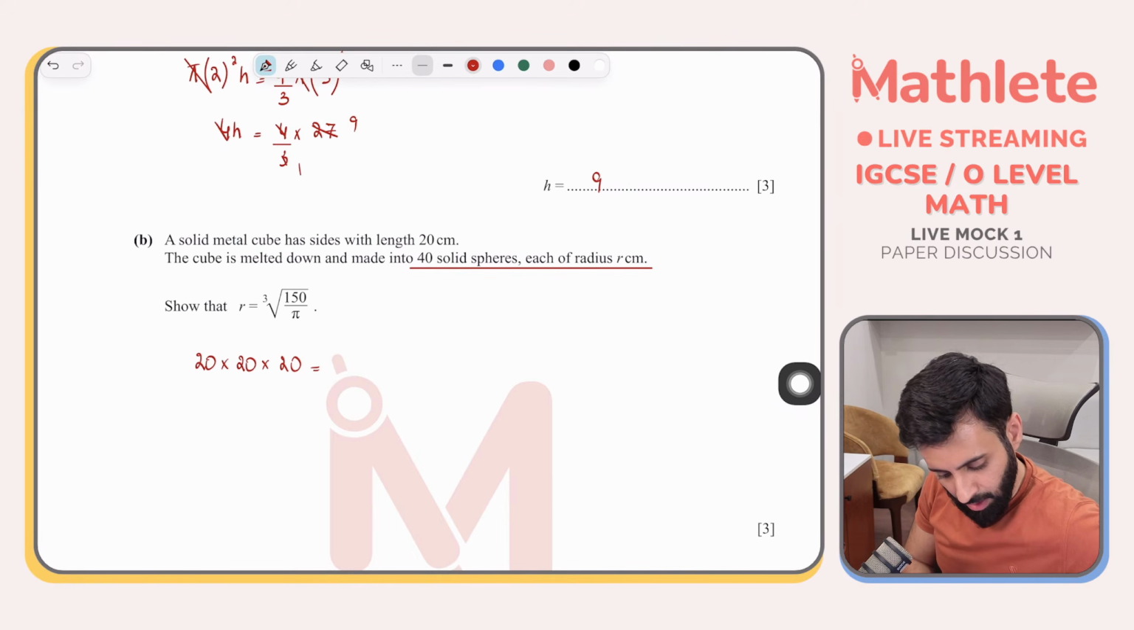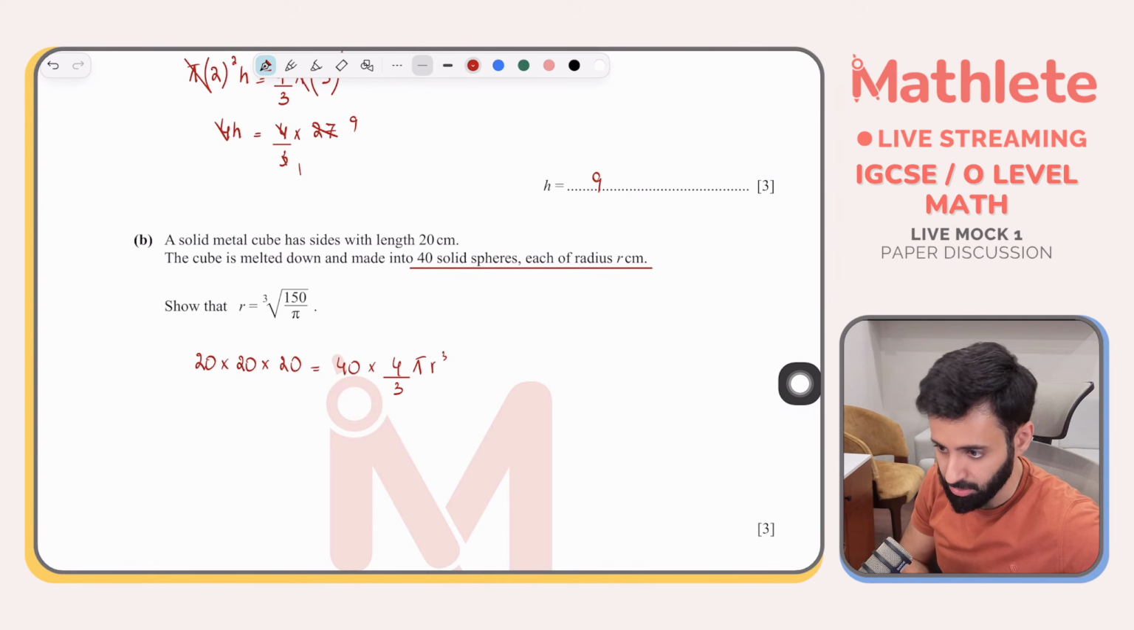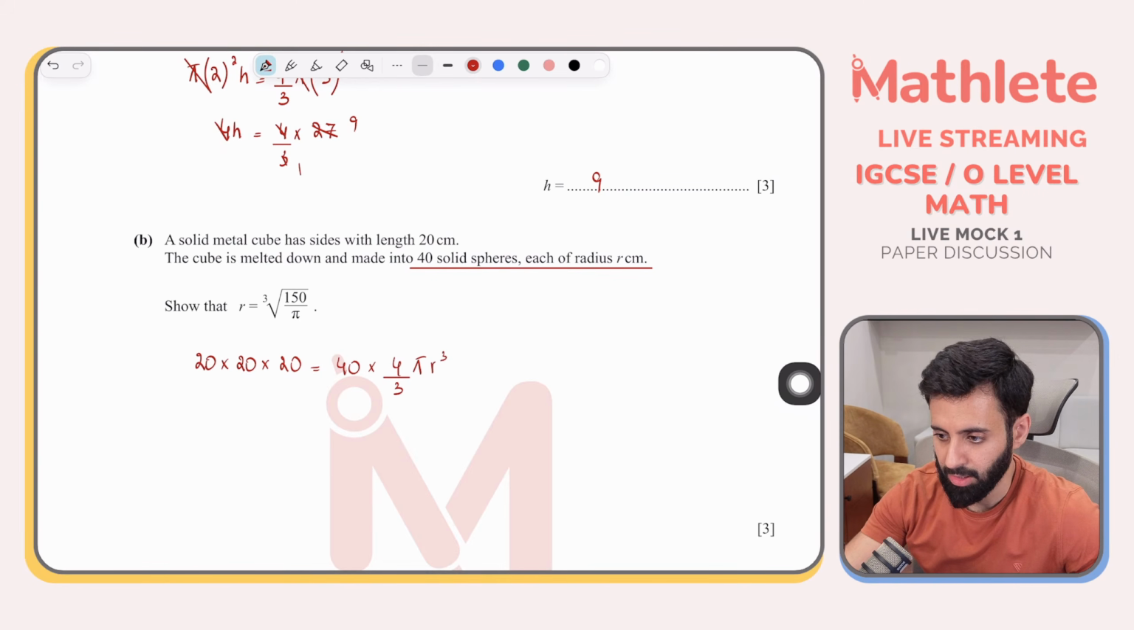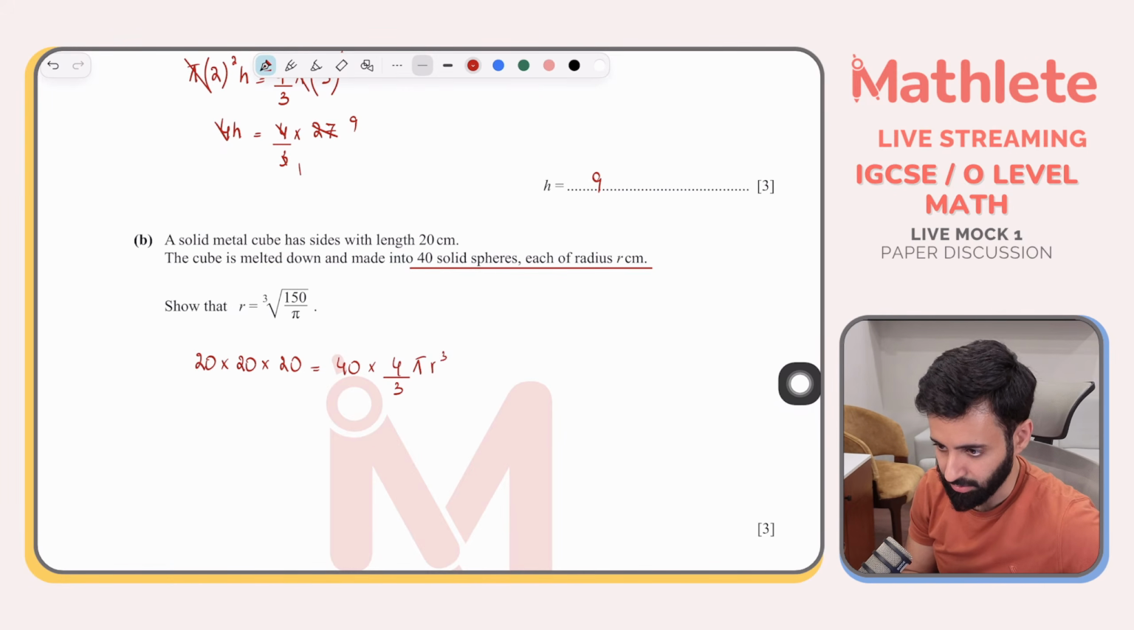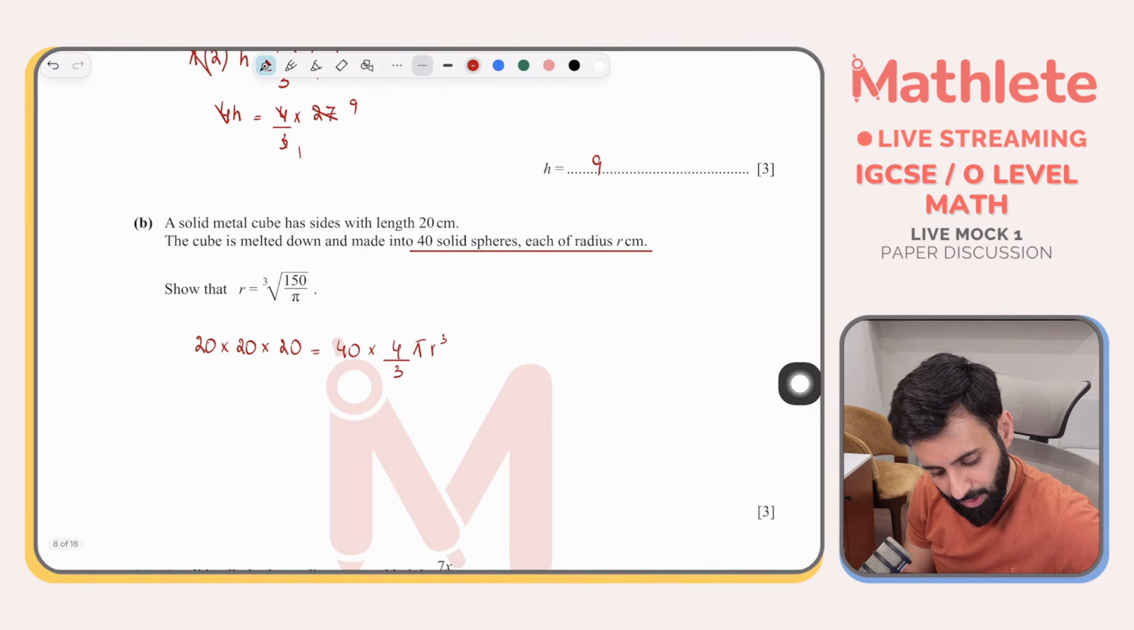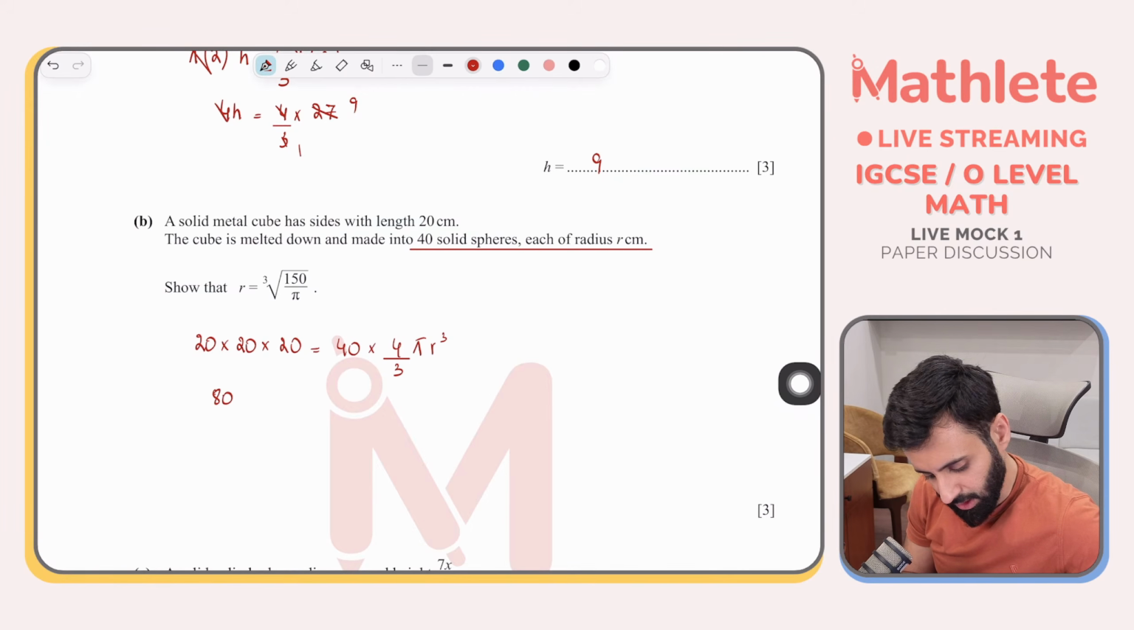And made into 40 solid spheres. So that means 40 into 4 upon 3 pi r cube. Our job is to find out the value of r, basically form an expression for r. So 20 cube is 8,000. So 8,000 is equal to 40 into 4 upon 3 pi r cube.